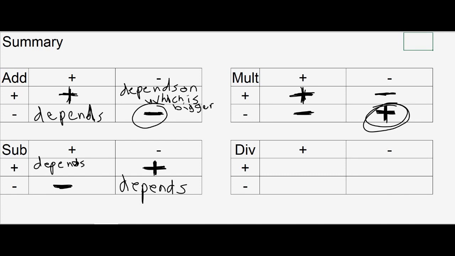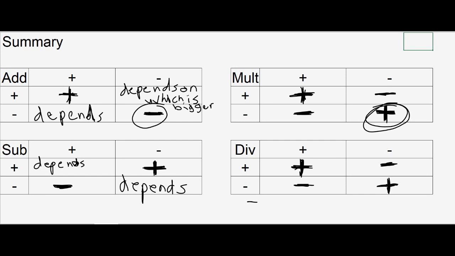In terms of division, you can kind of play around with it, but since division is the opposite of multiplication, we find that division comes out about the same as multiplication. If you divide 2 negatives, the answer is positive. If you divide a negative and a positive, the answer is negative. Positive and a negative, the answer is negative.